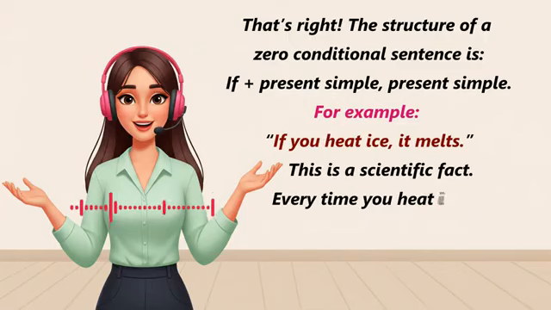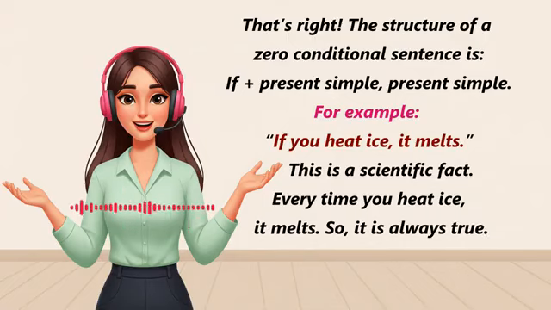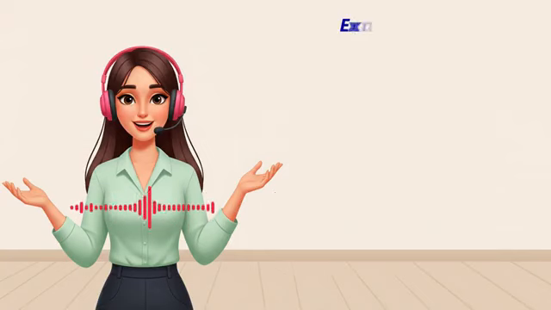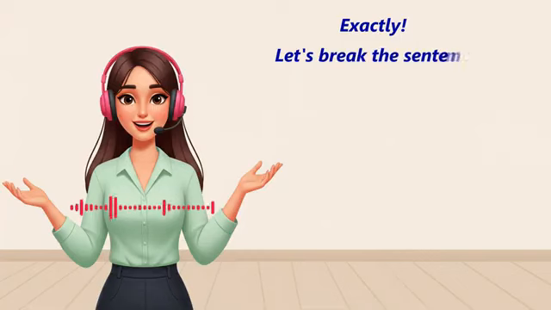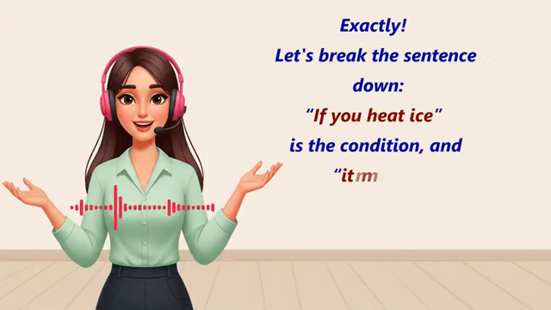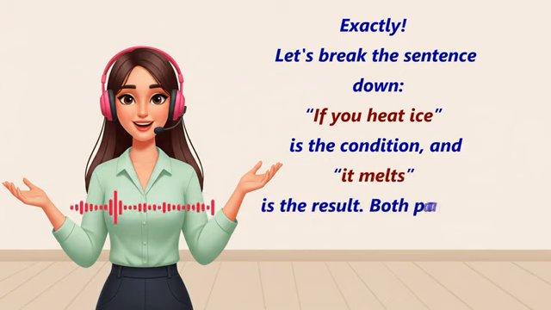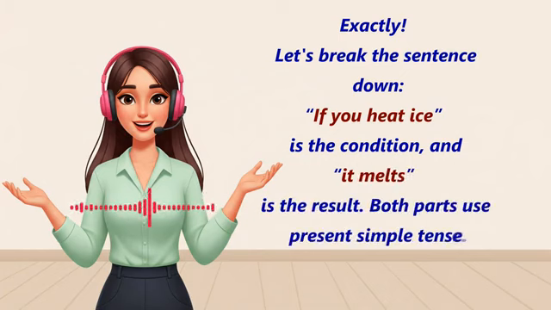For example, if you heat ice, it melts. This is a scientific fact. Every time you heat ice, it melts. So, it is always true. Exactly. Let's break the sentence down. If you heat ice is the condition and it melts is the result. Both parts use present simple tense.